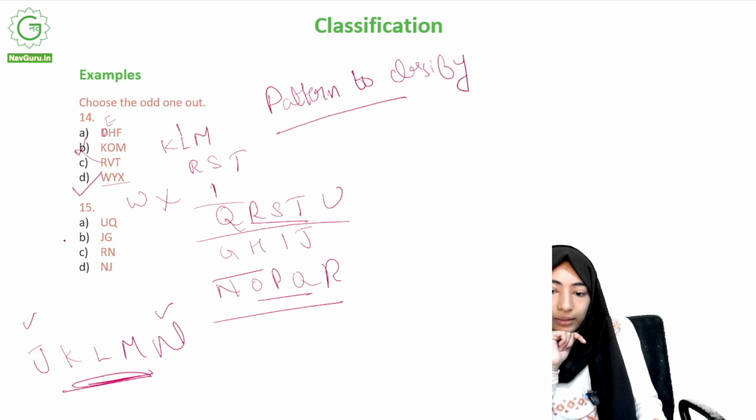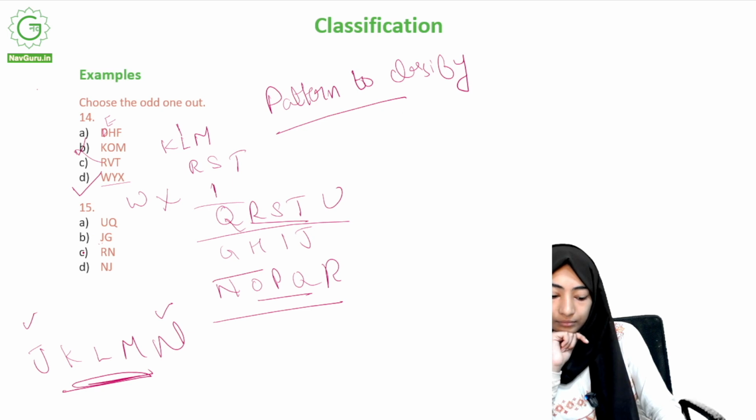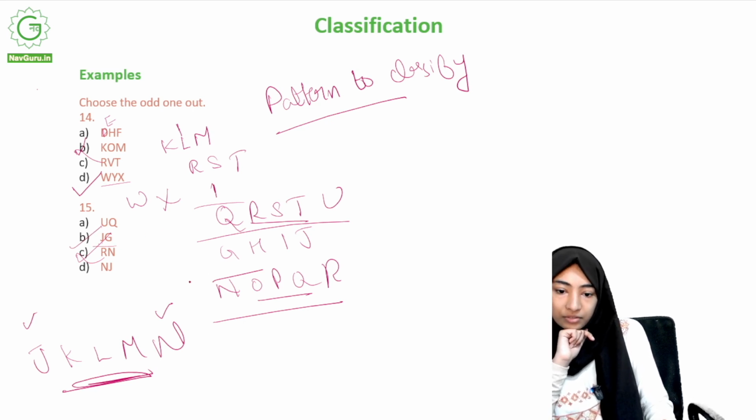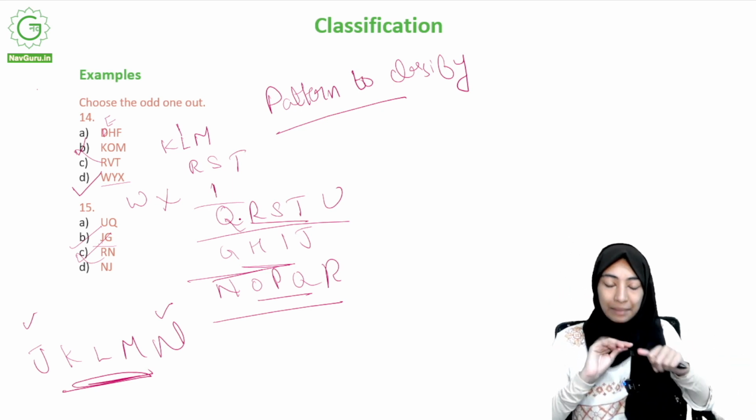So you know that the odd one out is J and, just give me a second. So what I'm saying is basically you know that the odd one out is J and G in this case. Sorry, not this one, J and G. Okay, because of this.